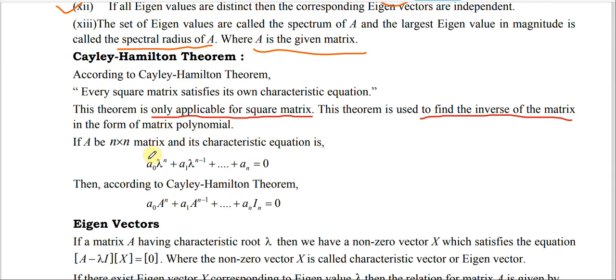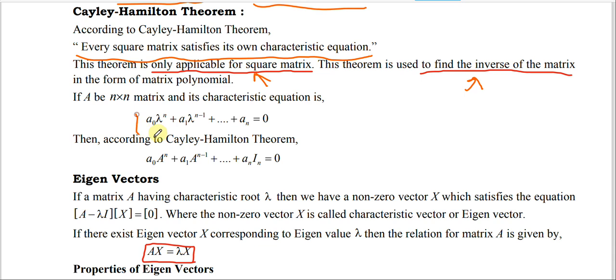Now the Cayley-Hamilton theorem. According to this theorem, every square matrix satisfies its own characteristic equation. It is valid for a square matrix only, and it is used to find the inverse of a matrix.